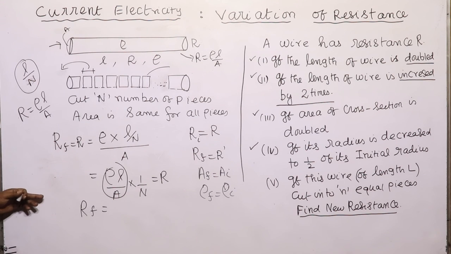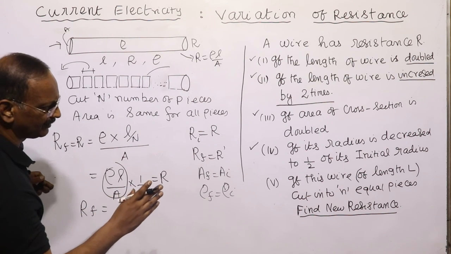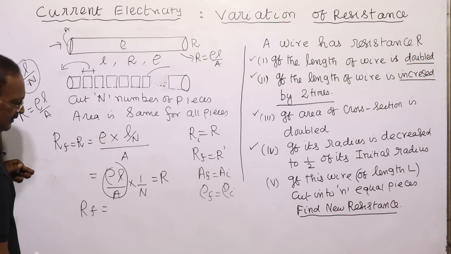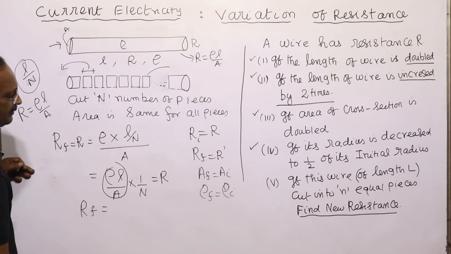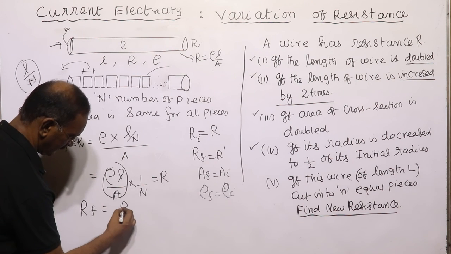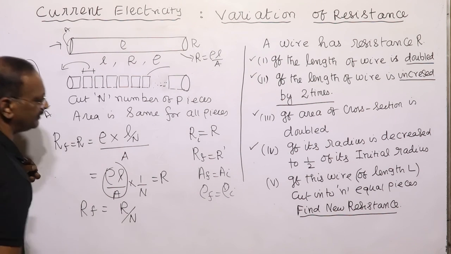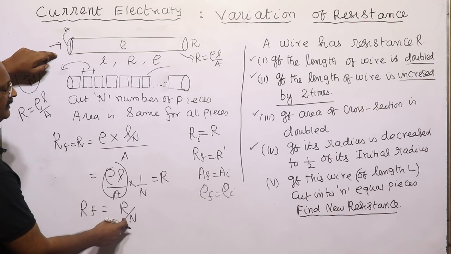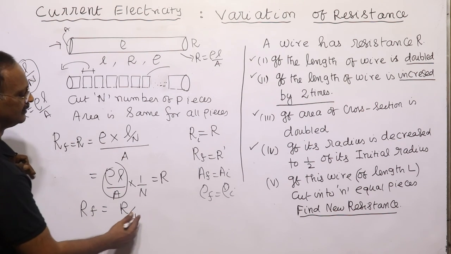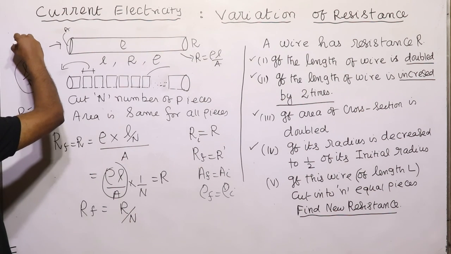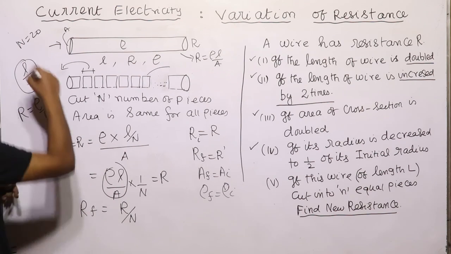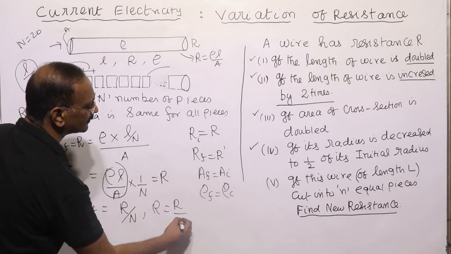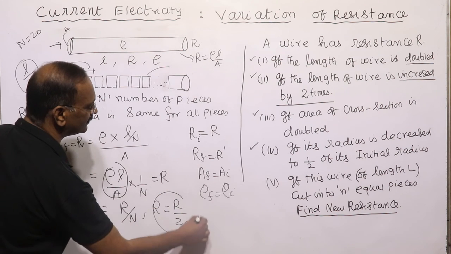So for the final resistance, with n equal pieces, find the new resistance of each piece. Final resistance of each piece is equal to R, the initial resistance, divided by the number of pieces. So if n is equal to 20 pieces, then in this case R dash is equal to R by 20.